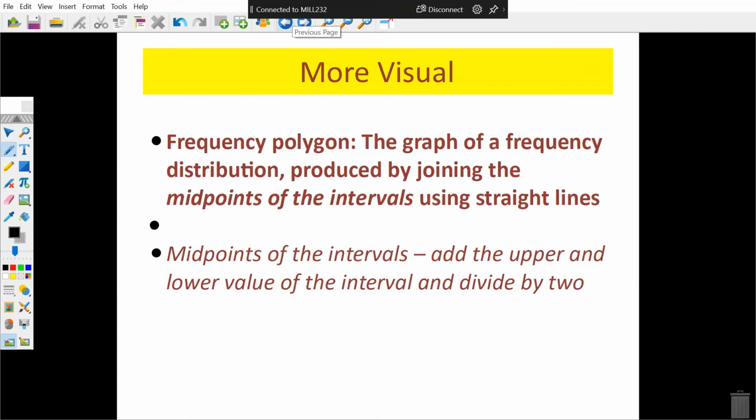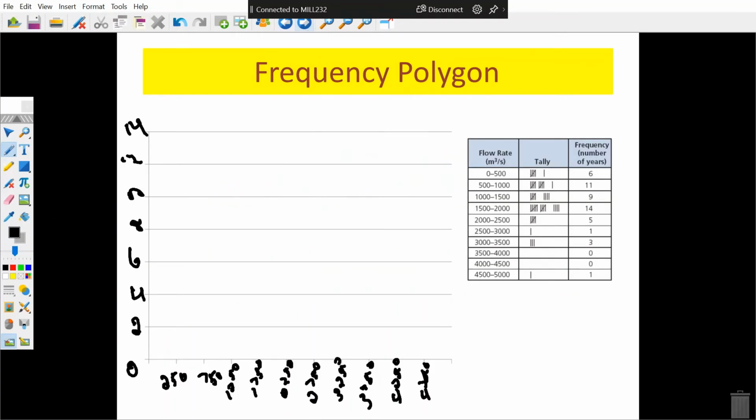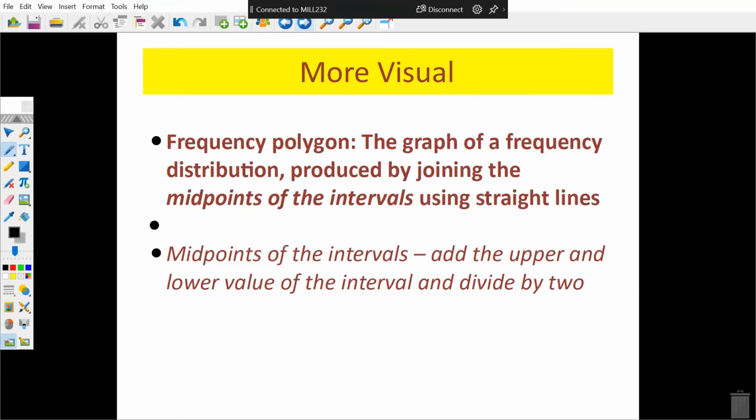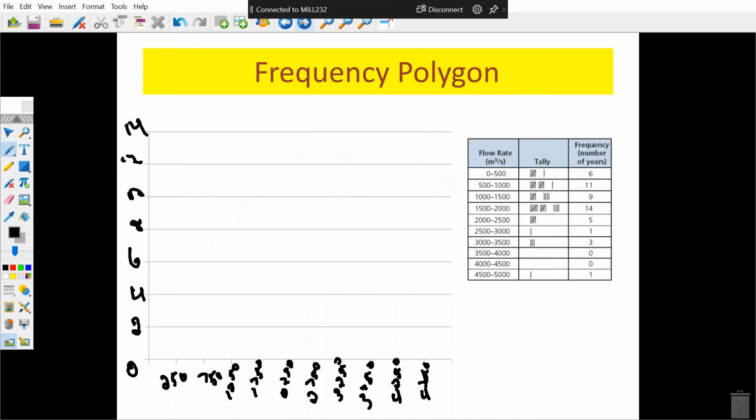Now, a frequency polygon is the graph of a frequency distribution produced by joining the midpoints of the intervals using straight lines. So here's what this would look like. For a frequency polygon, instead of making the bar graphs, you are going to join the midpoints of the intervals using straight lines.